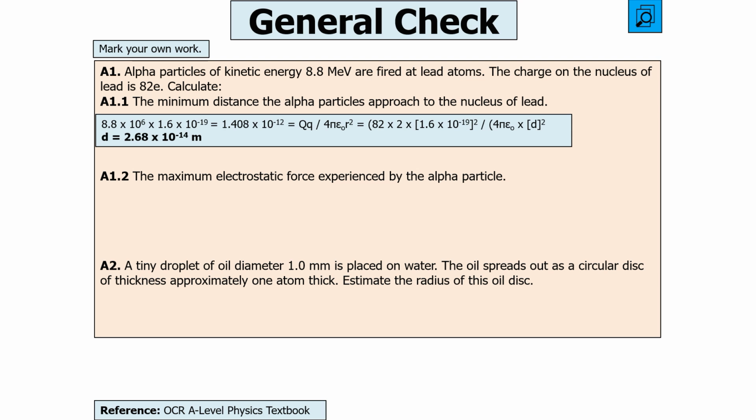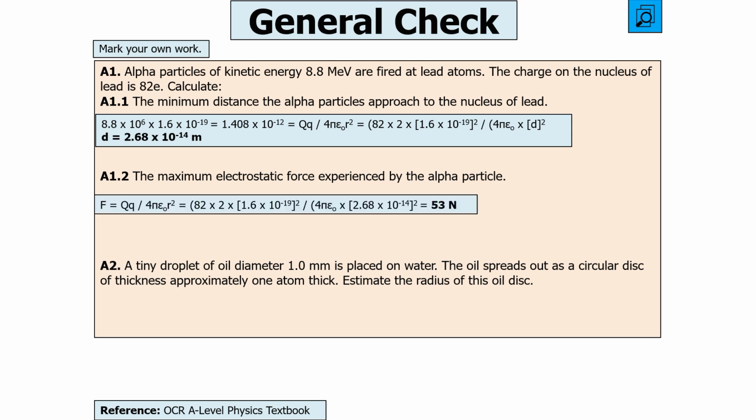That equals QQ over 4 pi epsilon 0 r squared. You make r the subject because you know what Q and Q are. Remember again that Q for the alpha particle is 2 because there's 2 protons, 2 neutrons, and then the value of charge for the nucleus is 82. It tells you there, times both by 1.6 times 10 to the minus 19. Work it all through, and d is equal to 2.68 times 10 to the minus 14 meters.